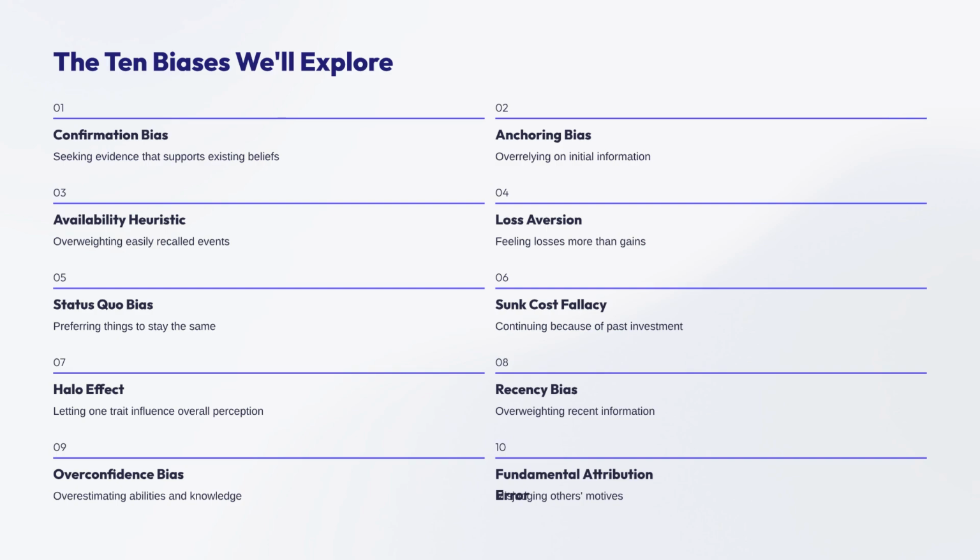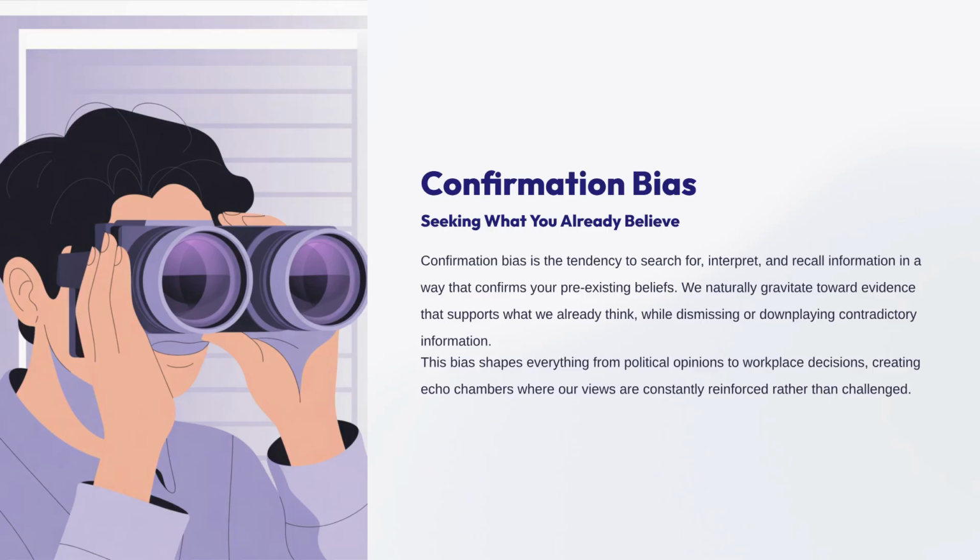We will explore 10 key biases, including confirmation bias, which is seeking evidence that supports existing beliefs, and anchoring bias, over-relying on initial information. We will also look at the availability heuristic, loss aversion, and the sunk cost fallacy.